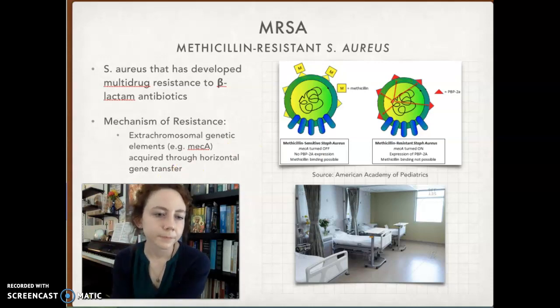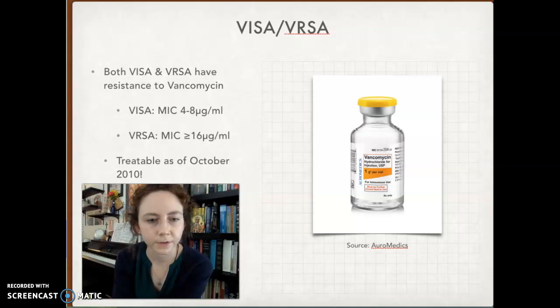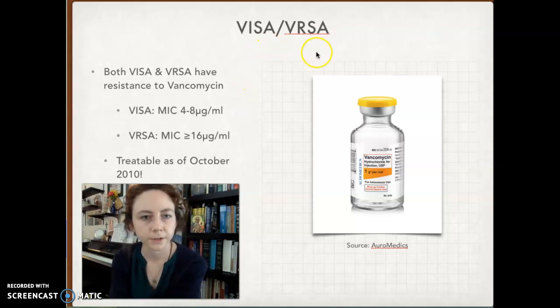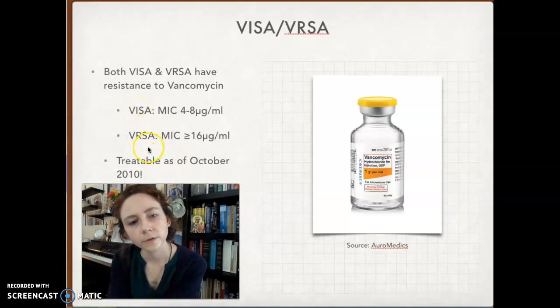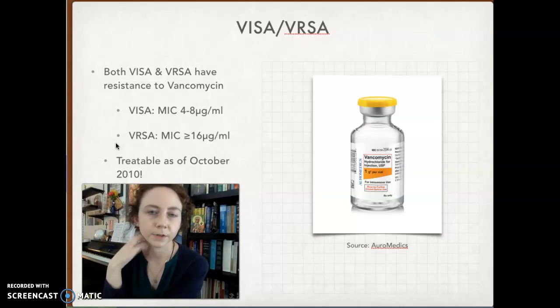because we're still having problems with MRSA more and more. Okay, and then there's also VISA and VRSA. So these are both staph infections that have resistance to vancomycin. VISA is intermediate, that's what the I stands for. VRSA is just resistant in general. So VISA is slightly less resistant than VRSA. But both of these are treatable with FDA-approved drugs as of October 2010, so we don't worry about this one as much anymore.